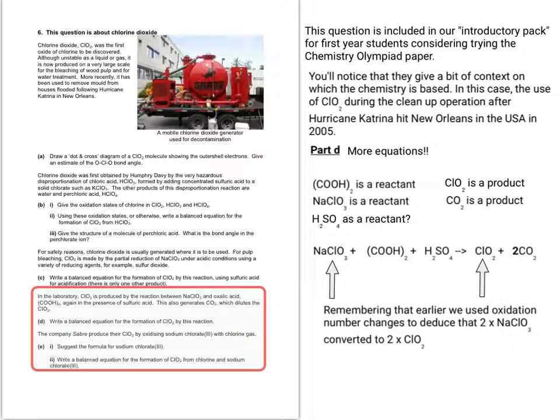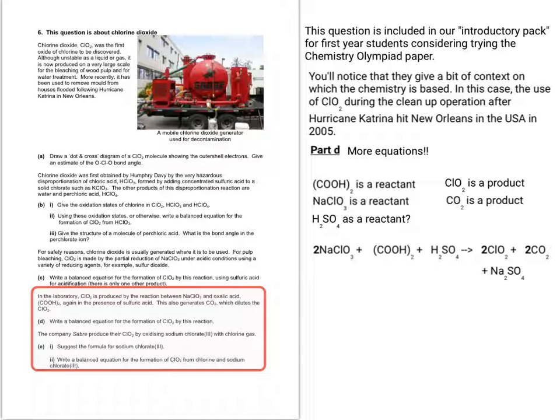So if we now think back to the previous part of the question, in part C, we deduced that 2 NaClO3s converts into 2 lots of ClO2. That means we can put a 2 in front of each of them. Now the reason for that was that we produced Na2SO4. So if we now have a think about everything that we've done, there's only one thing left to do. And that's to mop up the remaining H and O atoms by making 2 water molecules.